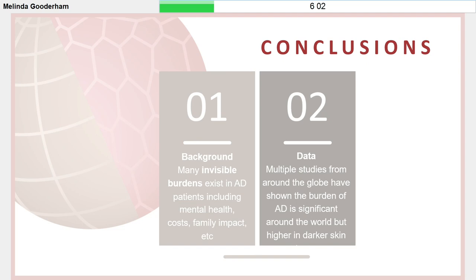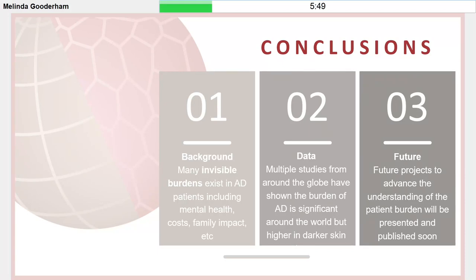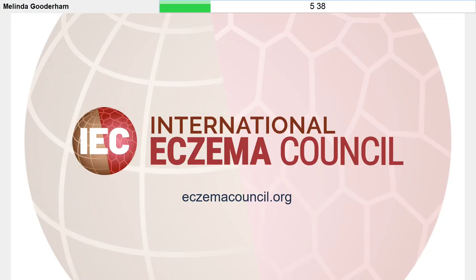There are multiple studies showing these burdens are all global. There are patients in all countries that suffer with the same. There may be a disproportionate burden in some patients with darker skin tones because of an underestimation of their disease. And some future projects that have been done and that are ongoing hopefully will help us better understand the patients and will improve our shared decision-making abilities. So thank you very much for your attention.